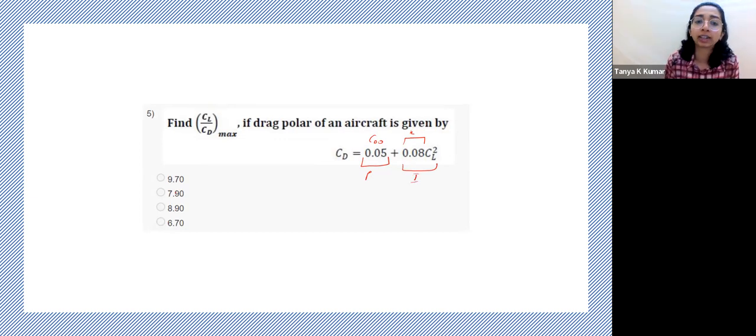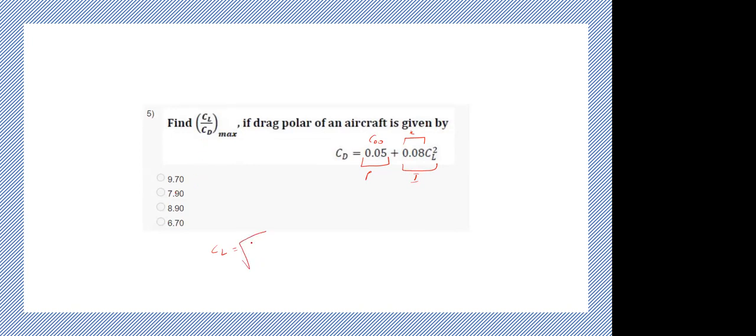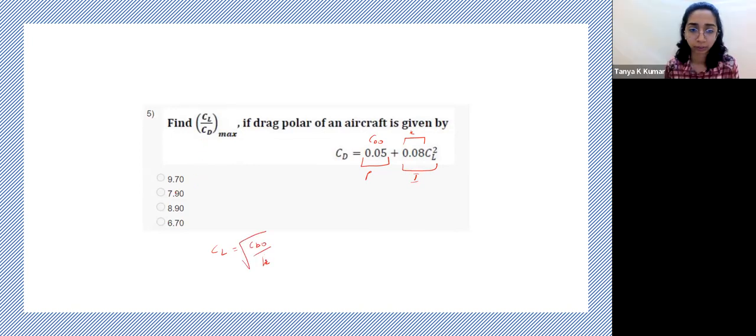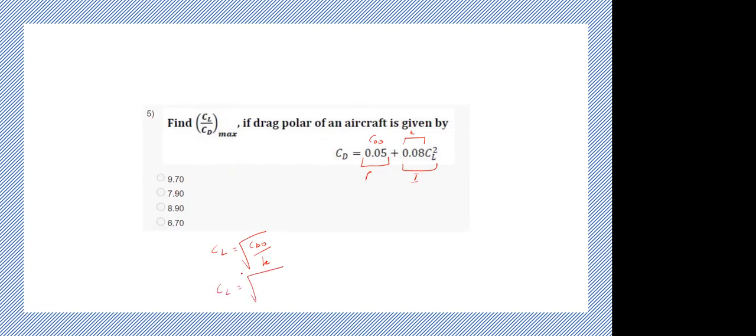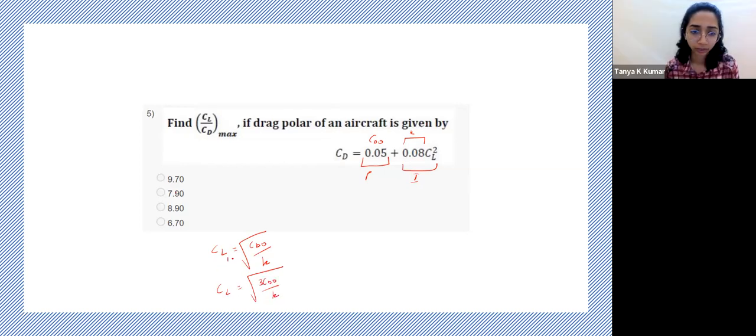How do you do that? You find the value of CL. What was CL for this CL by CD max case? For the case where CL by CD is max, that is minimum drag or minimum thrust required, what was the value of CL? Under root CD naught by K. For the minimum power, what was the CL? Under root 3 CD naught by K. Very good, correct. So this is minimum drag, this is minimum power.